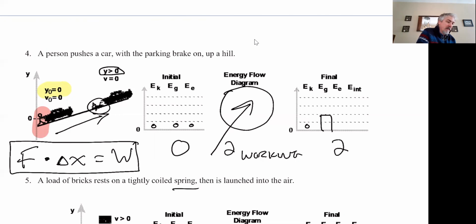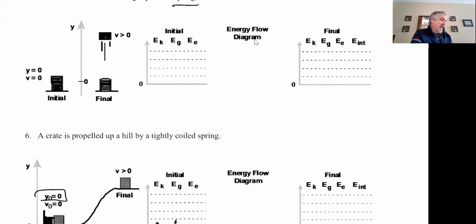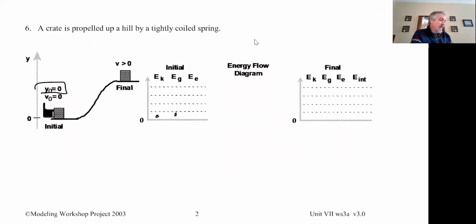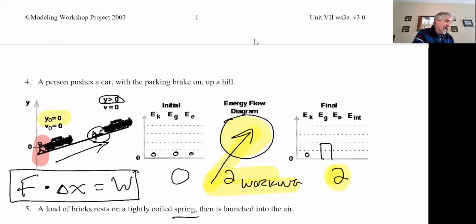So that guy pushed the car up there. In the process, he or she deposited 2 bars of work into the system, and then it shows up over there. All right, hope that makes sense. So if energy enters or leaves, you've got to show it with working.